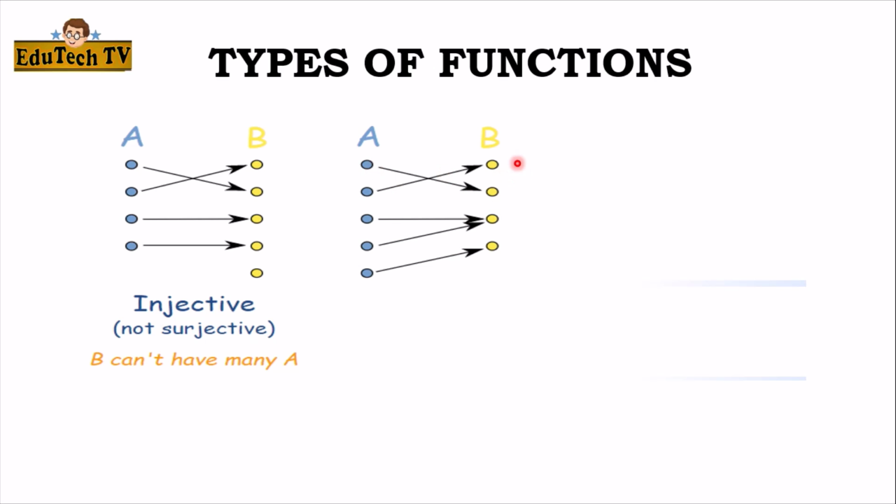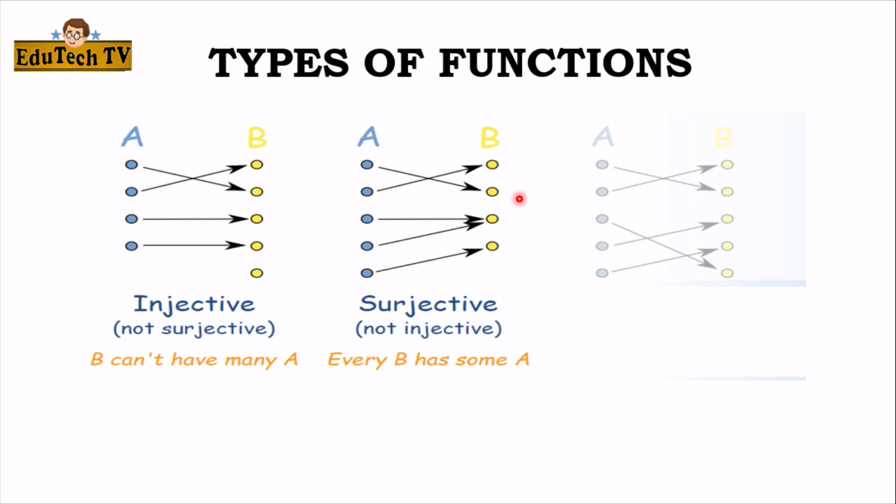Next, paano naman kapag ganito yung illustration natin? Okay, lahat ng B, take note, lahat ng elements doon sa B ay merong A. Kaya lang may nauulit. Every B has some A. Okay? Next, paano naman kapag ganito?